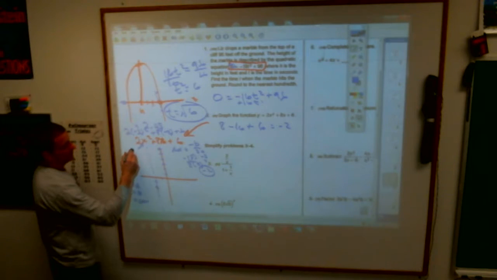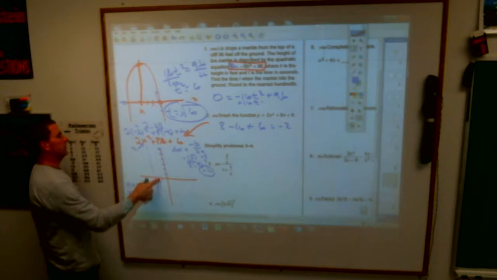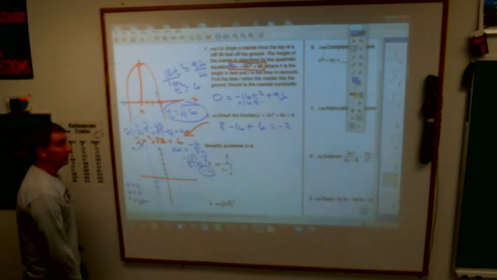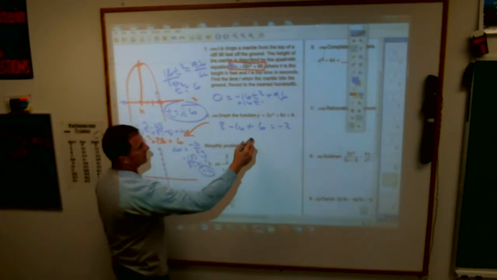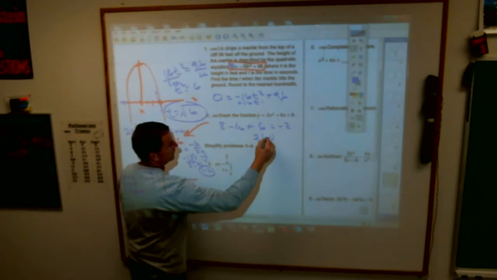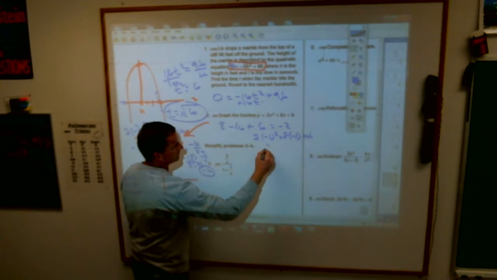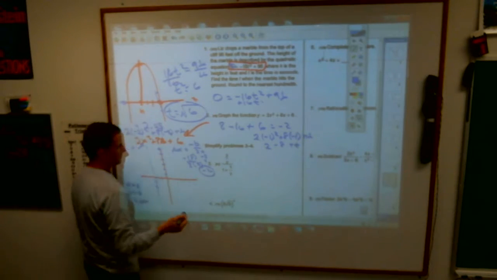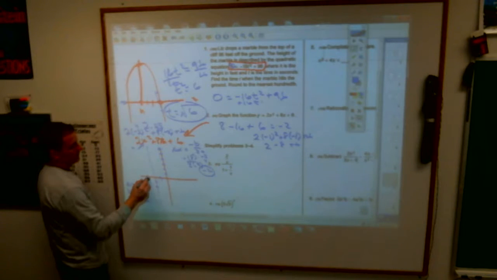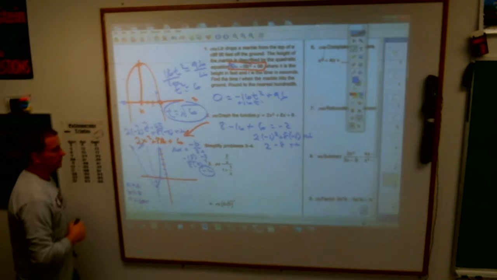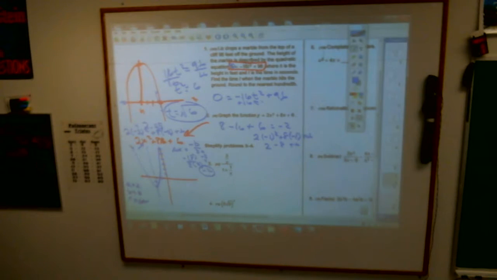Now I've already got this point. I can put a point over there. Probably should find one more point. How about we put negative 1 in there? If you put negative 1 into that equation, 2 times negative 1 squared plus 8 times negative 1 plus 6, what's that give you? 2 minus 8 plus 6 is 0. So that's where you get that. And then if you have your French curve, you make the nicest, sweetest parabola in the world right there. Does that help? You could check it on your calculator, I suppose.